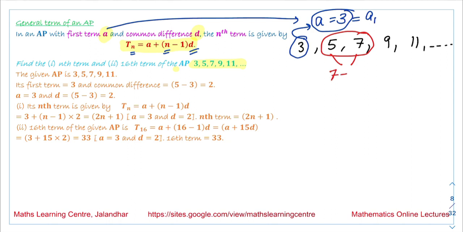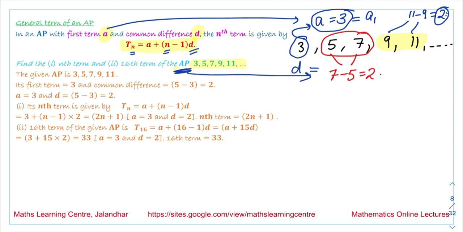So the common difference will be 7 minus 5 is equal to 2. You can calculate the common difference by considering any two consecutive terms. You can consider 9 and 11. The common difference is 11 minus 9, which is equal to 2. We know that if it is an AP, then the common difference D is the same for all these values. So what we have now is that the value of A is 3 and the value of D is 2.